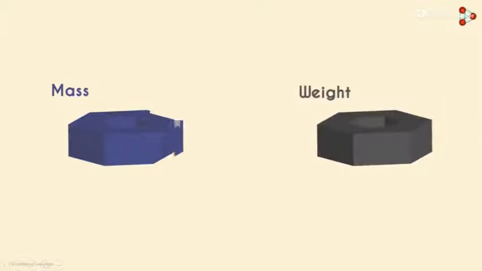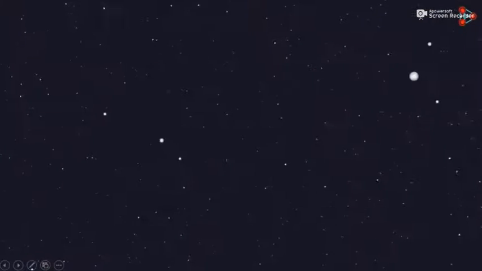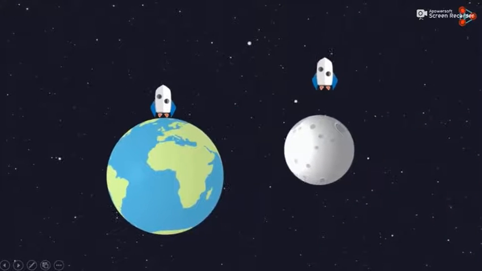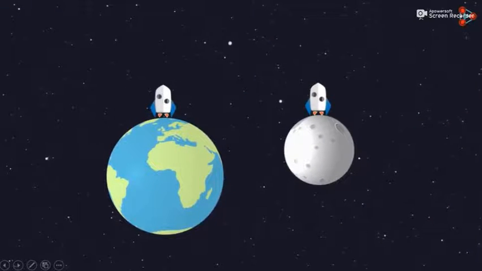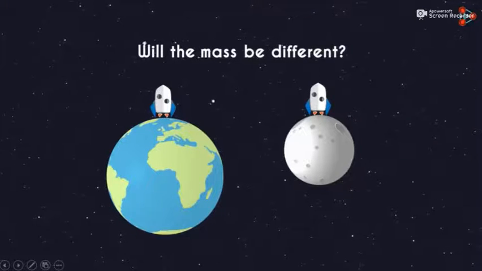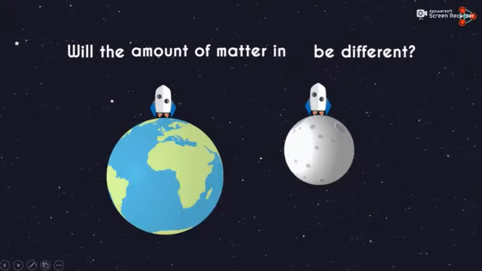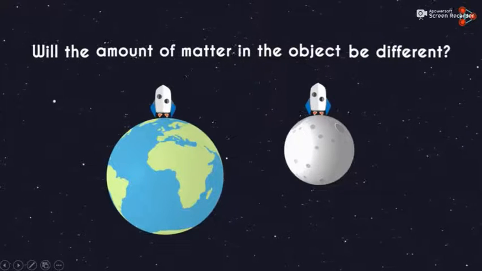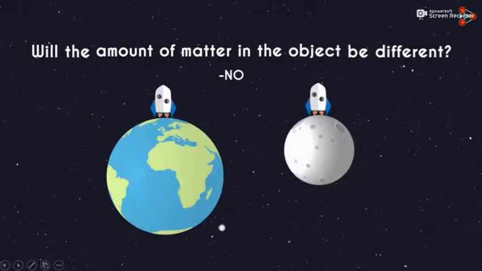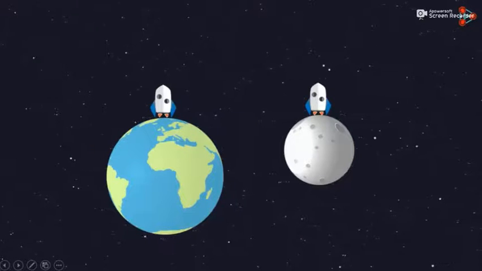Mass is simply the amount of matter that's present in the object. Now consider two situations. One in which an object is on the earth and second in which the same object is on the moon. Will the mass of the object be different in these cases? To answer this question, we ask ourselves another simple question. Will the amount of matter present in the object be different in these cases? Absolutely not. The matter in the object is not changing at all, which is why the mass will be the same in each of the cases.